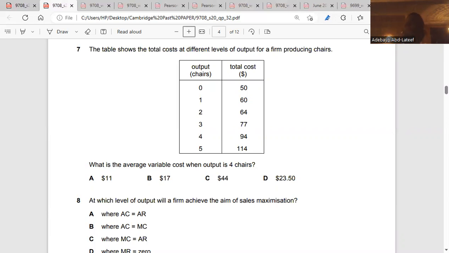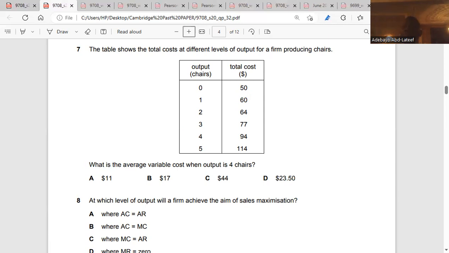But how are we going to be able to get VC here? We don't have VC, we have TC. But remember that TC is FC plus VC. FC is the cost that does not change as the level of output changes. This is FC, fixed cost. Variable costs are the costs that change as the level of output changes.